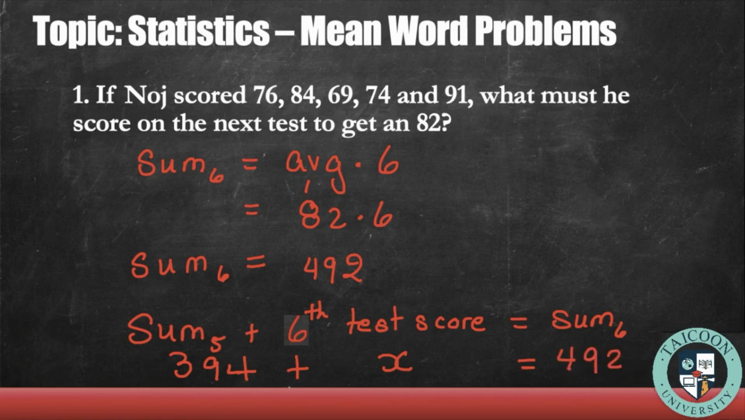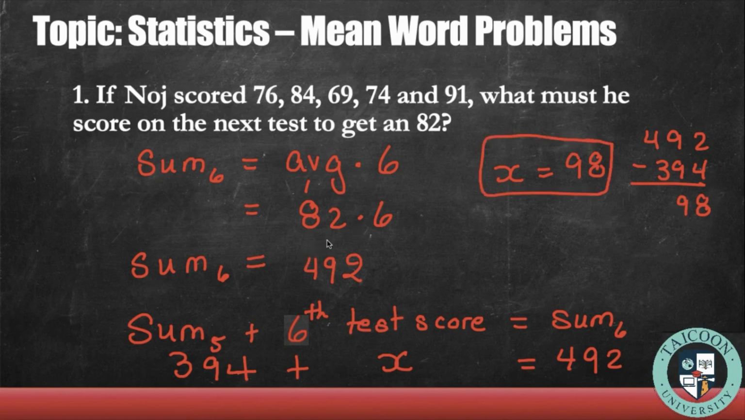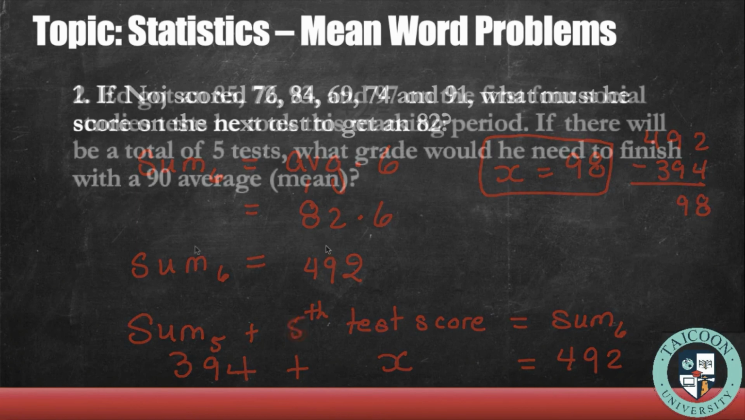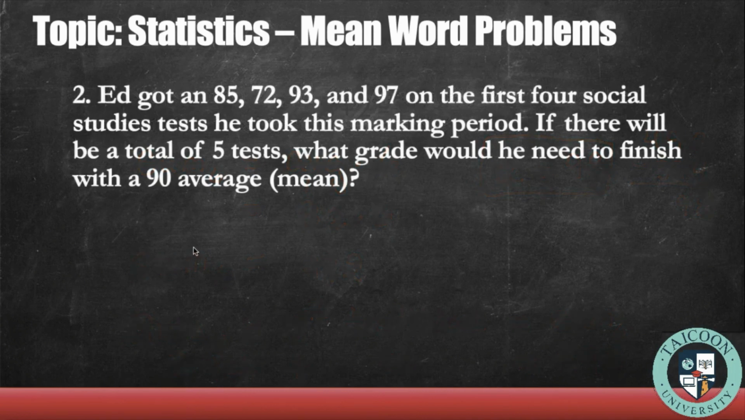So of course the last step is simply to subtract 492 minus 394. And we get a final score of 98. When we subtract 394 from 492, we get 98. So 98 is what Naj must score on the next exam to end off his semester with an 82 average. Let's try out another problem.